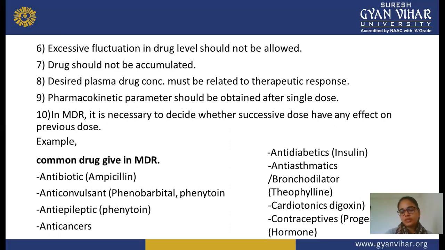Next is contraceptives, in which the contraceptive is a progesterone hormone. These are some formulations that require multiple dosing, where a single dose is not sufficient to show the desired effect for your disease. So you should take multiple doses of your drug, or a multiple dose interval is required for these types of diseases. These are some examples, and many other diseases are also included.